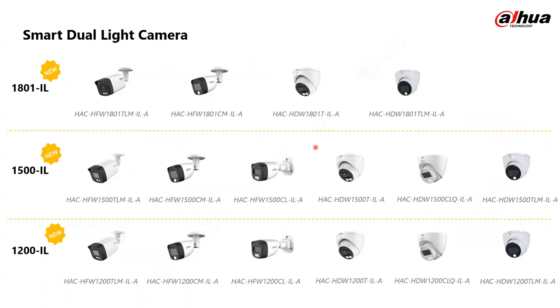So we have some examples of these smart dual lighting cameras that we have here. They have different shapes based on the different services that we have. Like the new products from the 1801 IL series, we have them here. This is a bullet, an HDCVI product. That's a bullet, light entries, 8 megapixels or 4K, the first generation. Then you have the starlight function. So TLM here describes the casing of this particular product, which is a metal bullet, supports the infrared and the LED. That's the smart dual light.